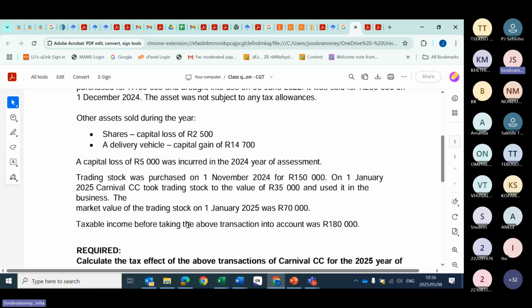Taxable income before the following transaction was taken into account was 180,000. So everyone happy? We're going to start our calculation with 180,000. Okay.